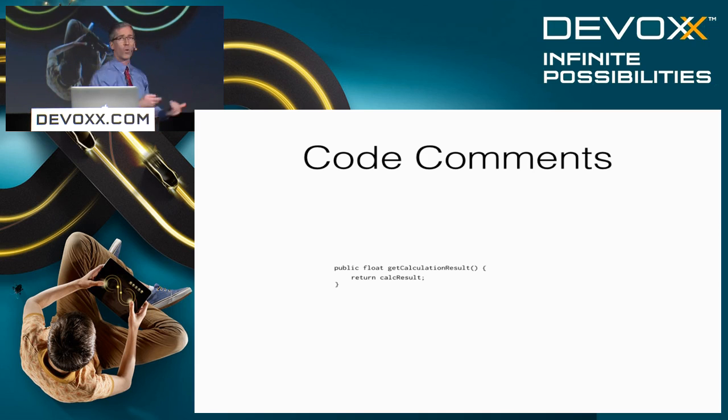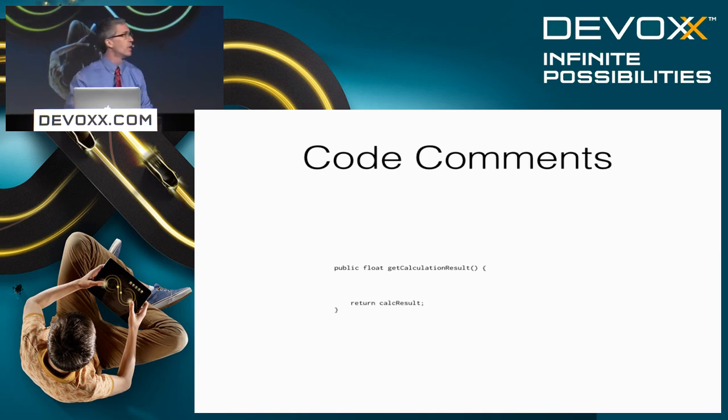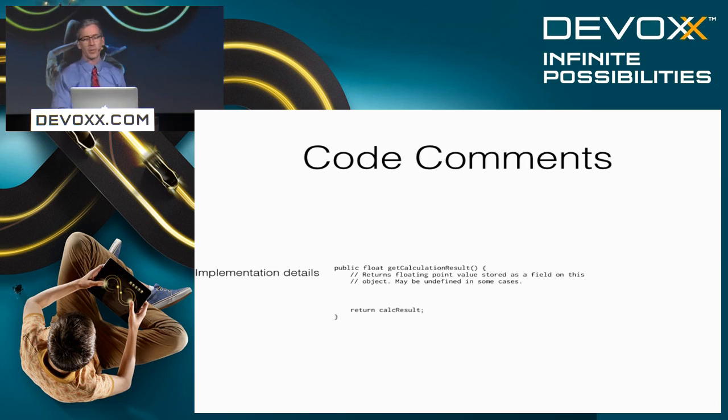We don't know what calc result refers to. We don't know what valid arguments are, what valid return values are, what error conditions might occur. So we need to add some comments so that future maintainers, including ourselves, will understand what's going on. First of all, it's important to add some implementation details in there. So what is it that calc result is? What does this field refer to? Under what conditions would you like to return it?